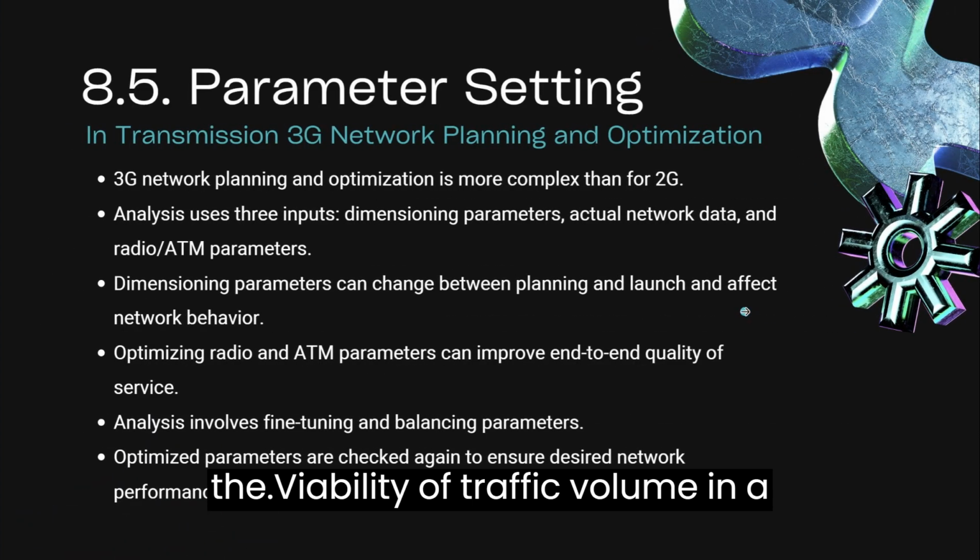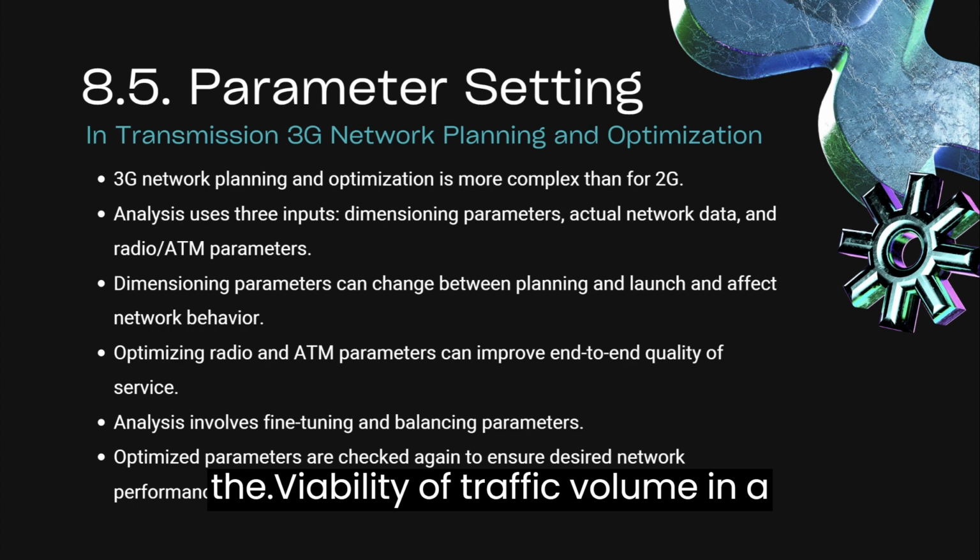And this will be our last point for today's presentation, which is about the parameter setting in transmission 3G network planning and optimization. So planning and optimization of a 3G network is harder than a 2G network. And there are three important things that we need to consider, such as the dimensioning parameters, actual network data, and radio and also the ATM parameters.